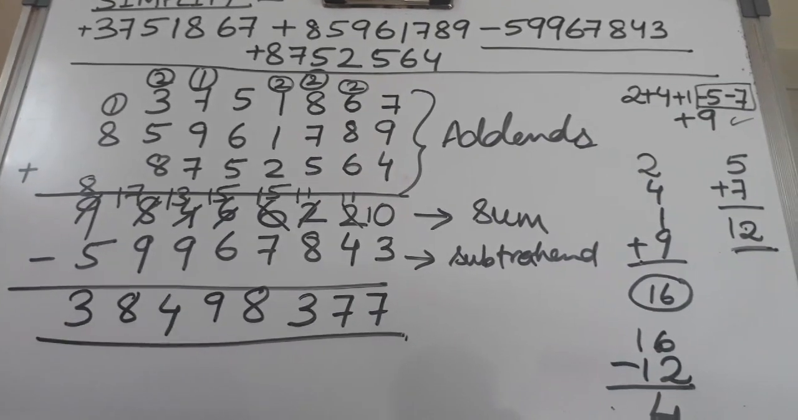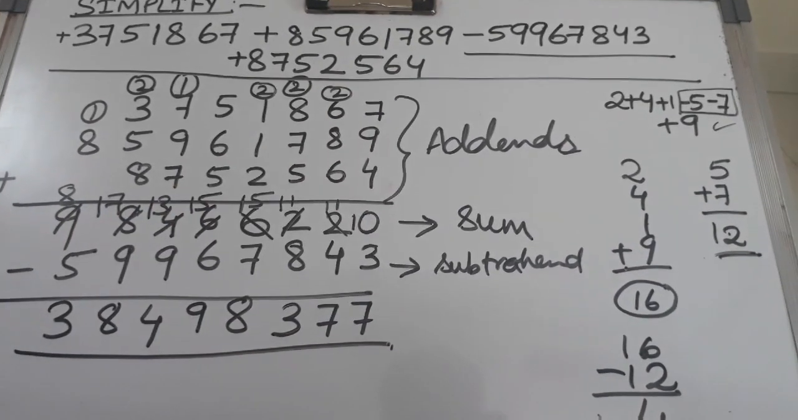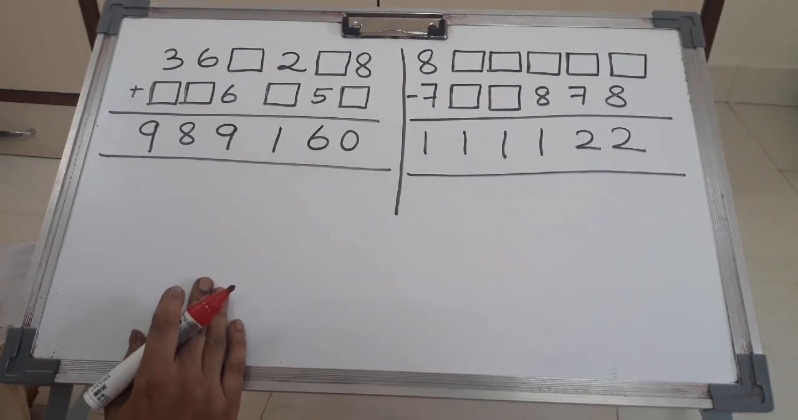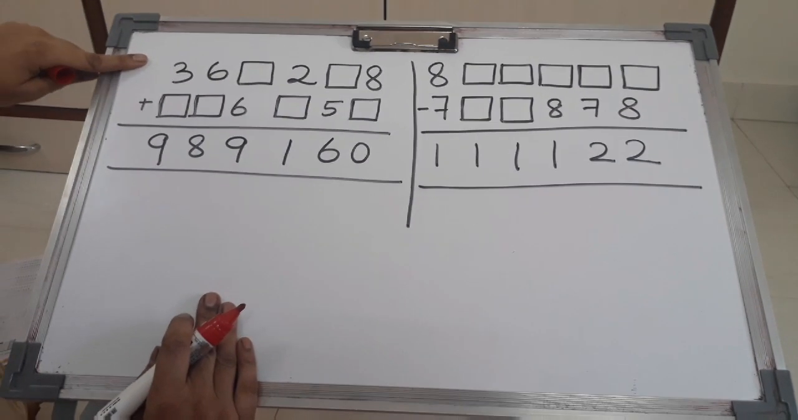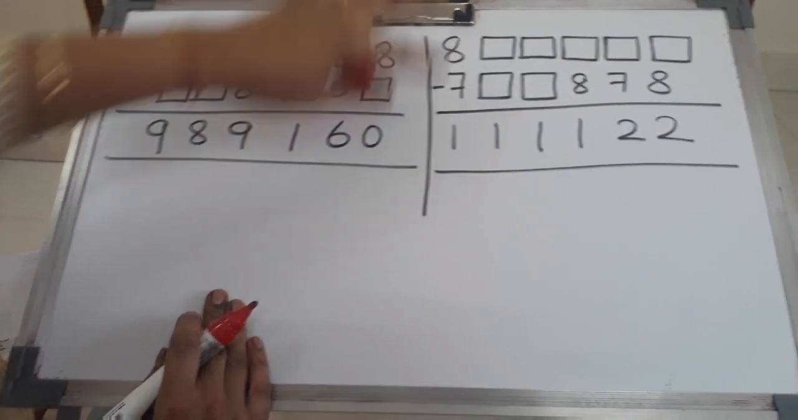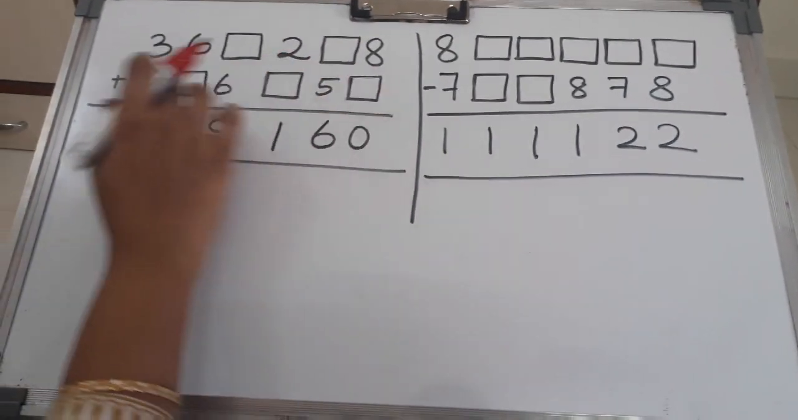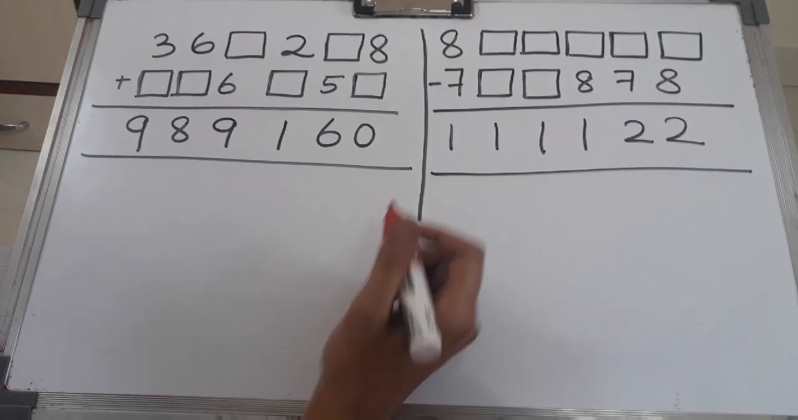Okay, so this is the way we have to follow for this type of question. Coming towards the next type of question. Now suppose the question is like this. First I have taken one plus sum question, and here is the subtraction. Now how will we fill up these boxes?